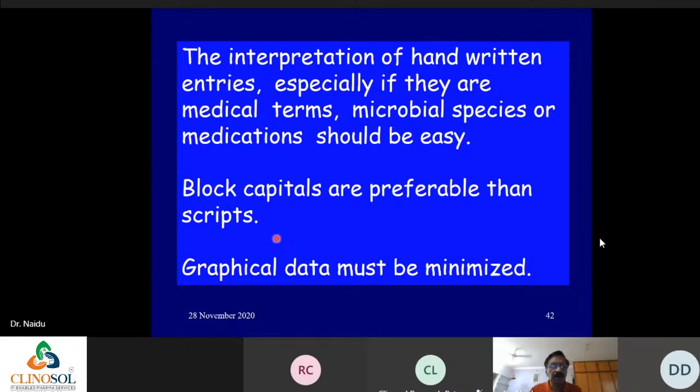Always, if possible, enter all these things in block letters rather than just writing graphically. Graphical data must be minimized. Don't make very small graphs, because you may understand the graph which you have made, but if it comes to me, I may not be able to understand the graph, what is the meaning of it. So please avoid putting graph data in your case record form. Enter in block letters.